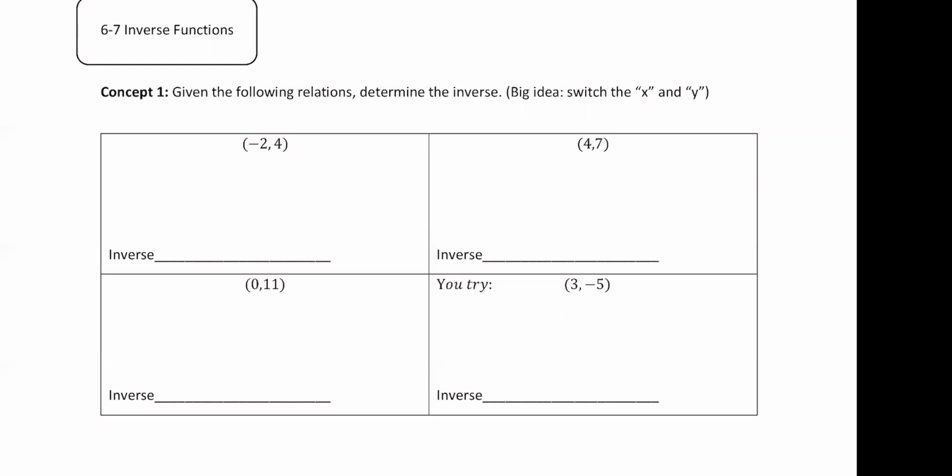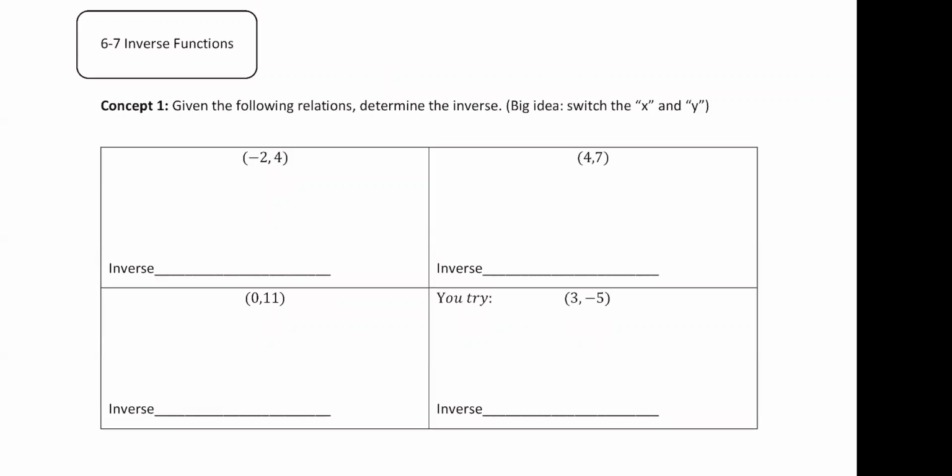But let's get rolling into these concepts. The first concept is if we're given a relation, which is just a point x and y, find the inverse. The big idea here is you just swap your x and y. You don't mess with the signs, you just swap the x and y around. So this first one, -2, 4, would turn into 4, comma, -2.